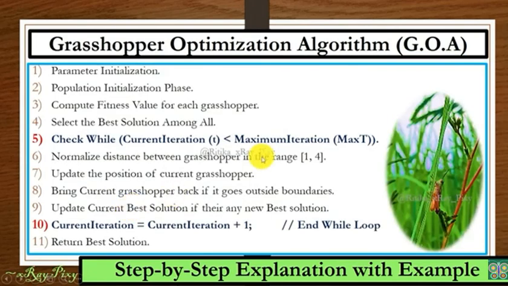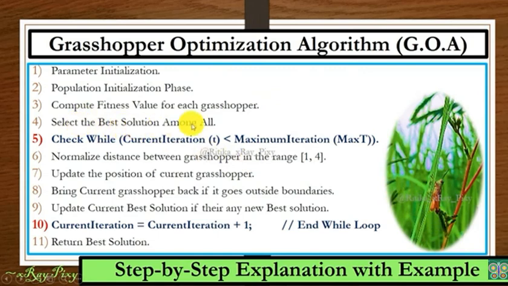Now this is the main algorithm. We have certain steps that we will follow for this algorithm. First, we will initialize all the important parameters. Then we will initialize the population randomly. In step 3, using a fitness function, we will compute the fitness value for each grasshopper in the population.